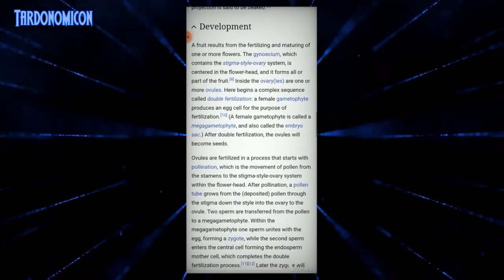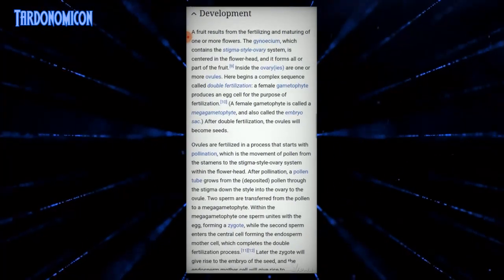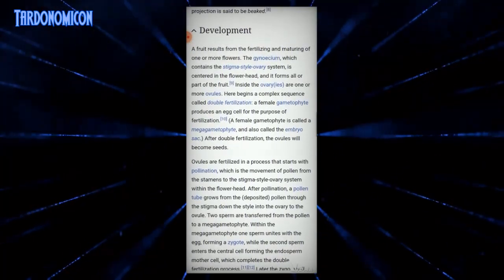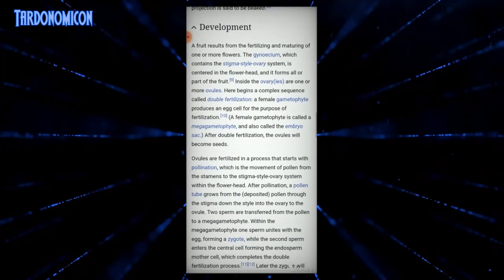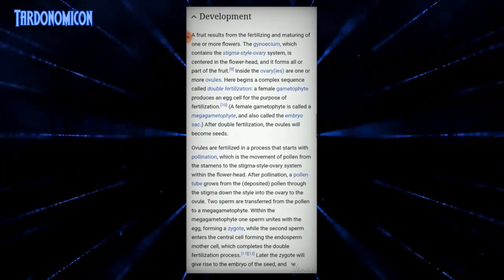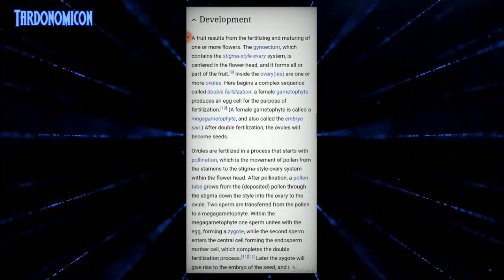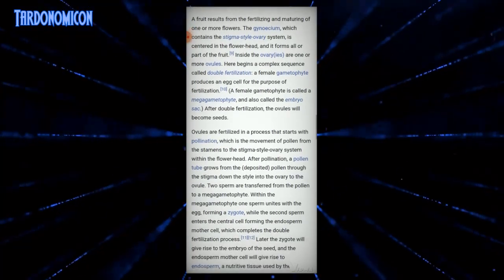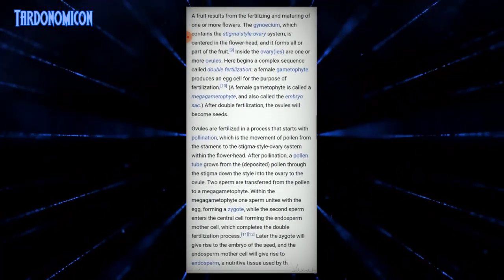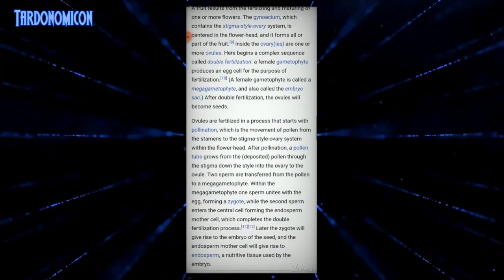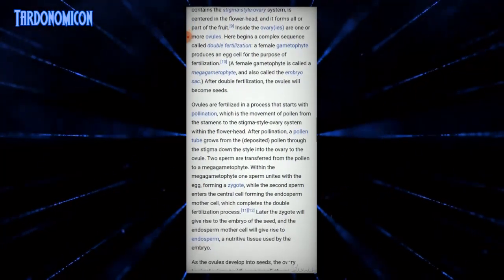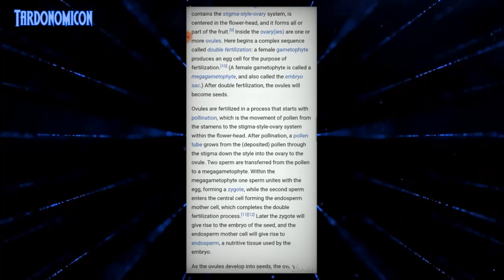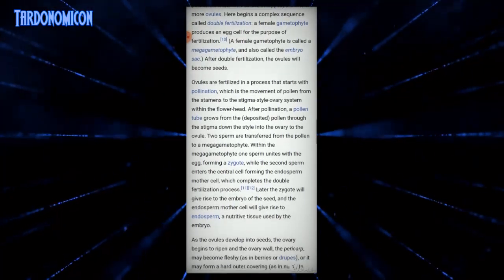Here begins a complex sequence called double fertilization. A female gametophyte produces an egg cell for the purpose of fertilization. A female gametophyte is called a megagametophyte and also called the embryo sac. After double fertilization, the ovules will become seeds.